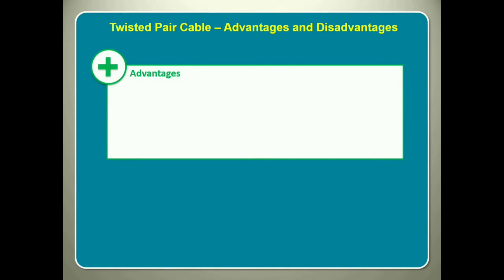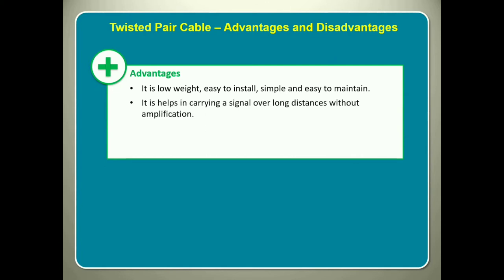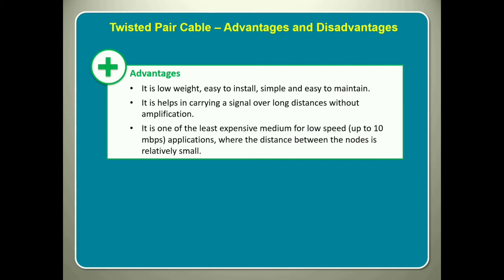Advantages of twisted pair cables are: it is low weight, easy to install, simple, and easy to maintain. It helps in carrying a signal over long distances without amplification. It is one of the least expensive media for low speed, up to 10 Mbps, applications where the distance between the nodes is relatively small.